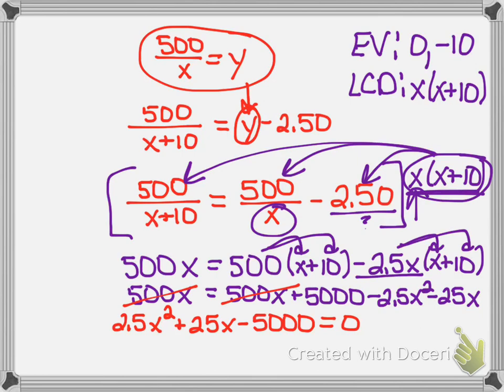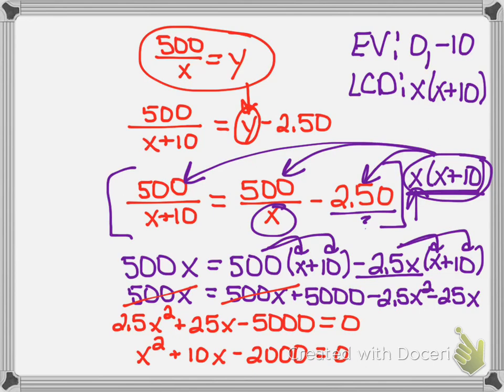Once again, the numbers in these equations look scary. They look prohibitively large. But I'm going to take that equation and everything in it is divisible by 2.5. I'm going to divide everything in it and reduce the equation down. When I reduce the equation down and divide everything by 2.5, the first term just becomes x squared. The second term just becomes 10x. And the third term, when you divide it by 2.5, just becomes 2,000.